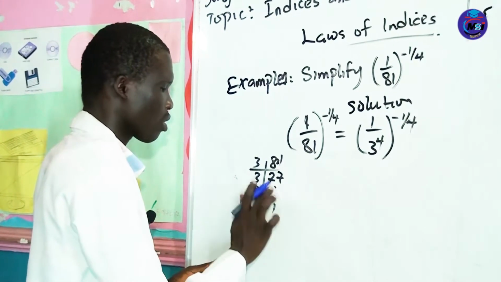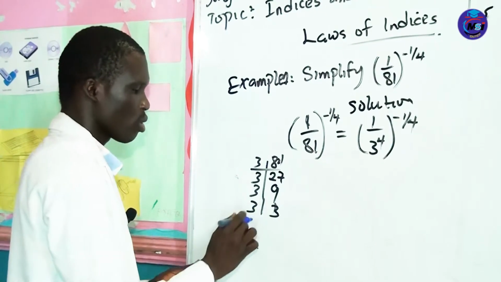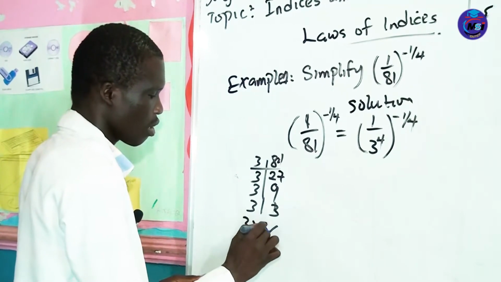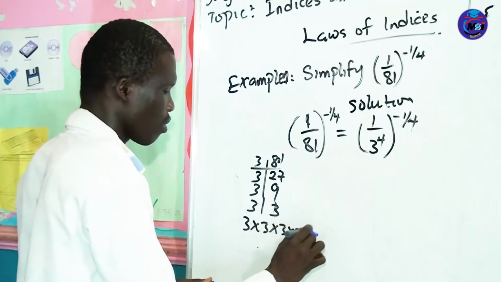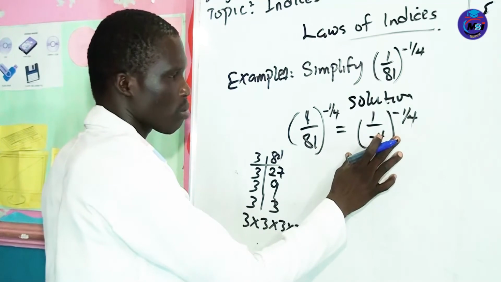This will give us 9. 3 in 9 will give us 3. So this will give us 3 times 3 times 3 times 3, which will give us 3 raised to power 4. 1, 2, 3, 4. So that's how we get this 3 raised to power 4.